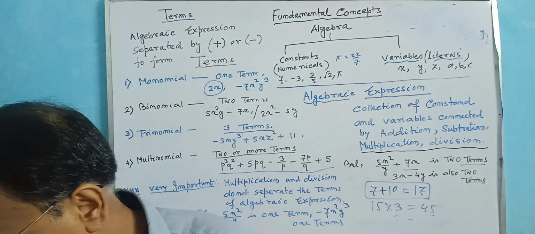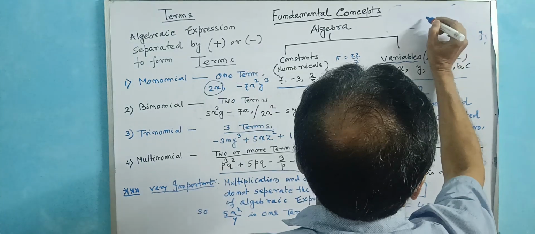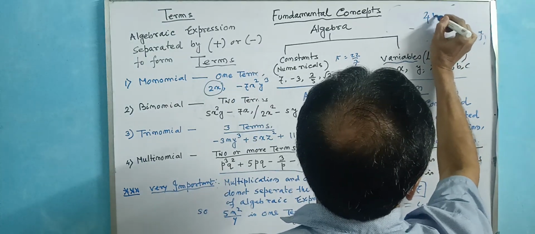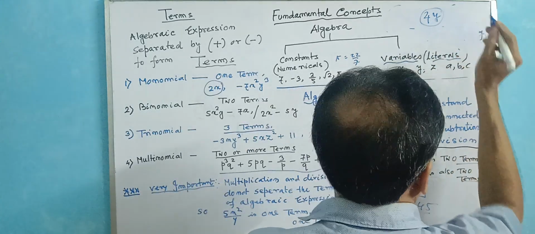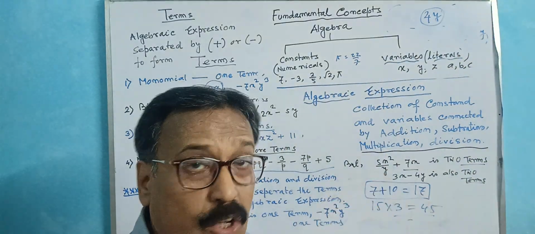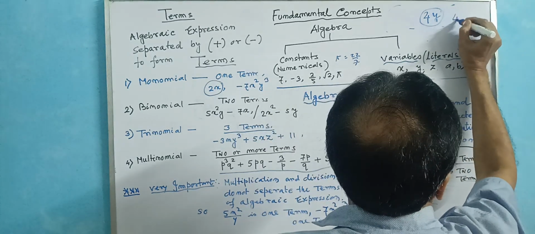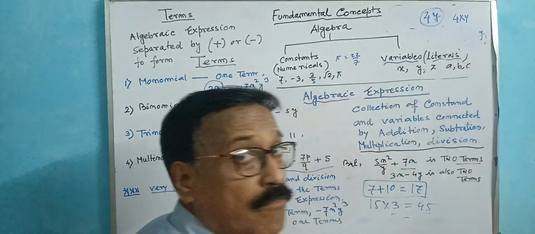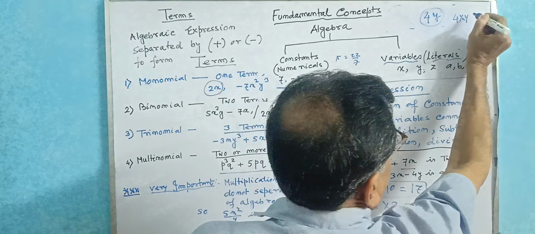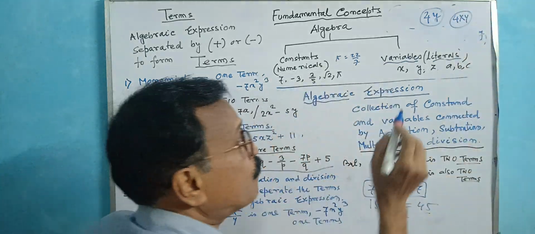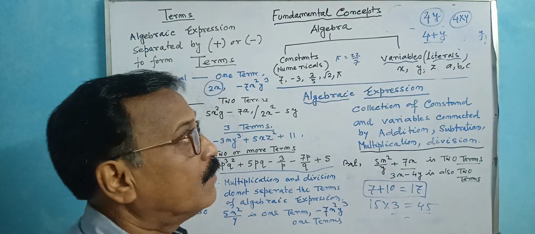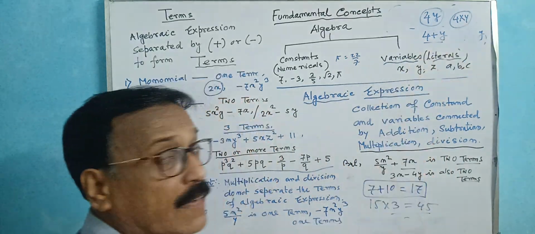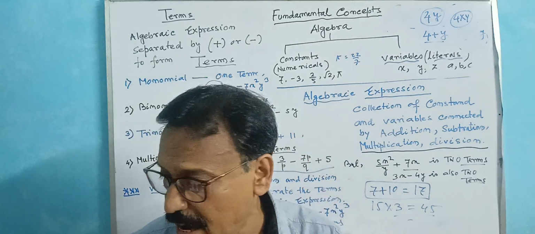Here, suppose 4y. This is only one term. A term is developed only by plus or minus. Here 4y means 4 into y. 4 into y, these are actually one term, monoterms. But when you write 4 plus y, that is two terms, separated by plus or minus. Two terms. Very carefully you understand.